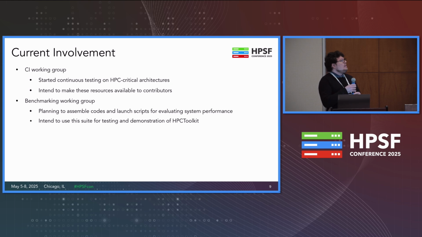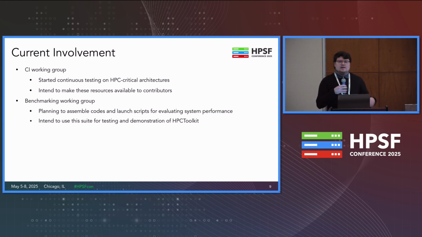As far as our current involvement, we're participating in the CI and benchmarking working groups. As you've heard, the CI working group is spinning up HPC critical resources for testing purposes. So we've started moving our continuous testing from our machines at Rice over to the machines available from the HPSF. And these are architectures like the MI300 or Intel Data Center Max, things that you don't normally get from cloud providers just because they don't have them. And so moving forward, as this gels, we intend to make these resources available to our contributors as part of our testing system.